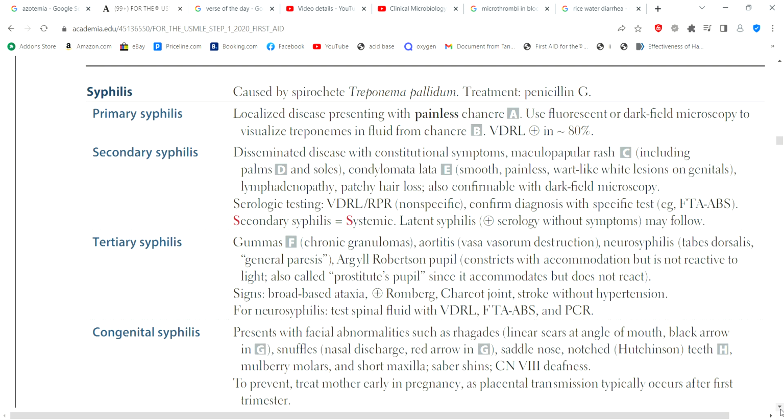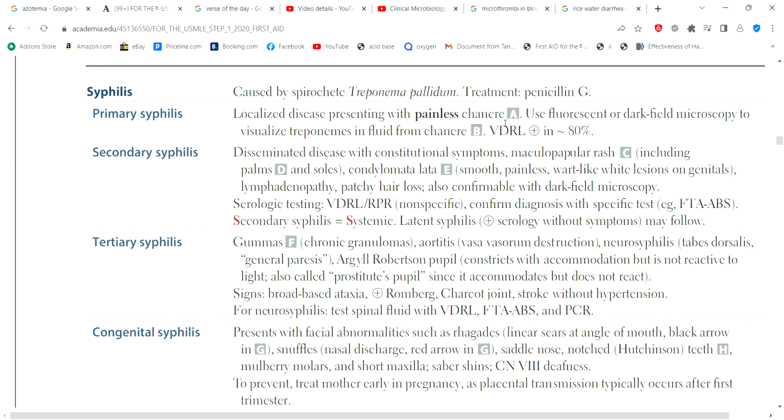And so, syphilis. Syphilis is caused by a spirochete, Treponema pallidum. Which ones are the spirochetes? It is Treponema, Leptospira, and Borrelia. There are only three spirochetes: Borrelia, Leptospira, and Treponema. So Treponema pallidum is a spirochete, and it causes syphilis.